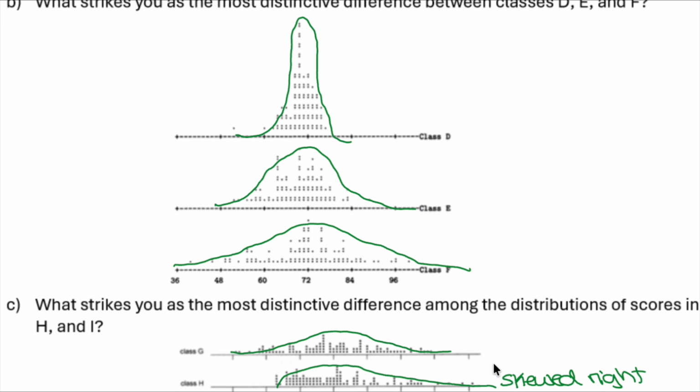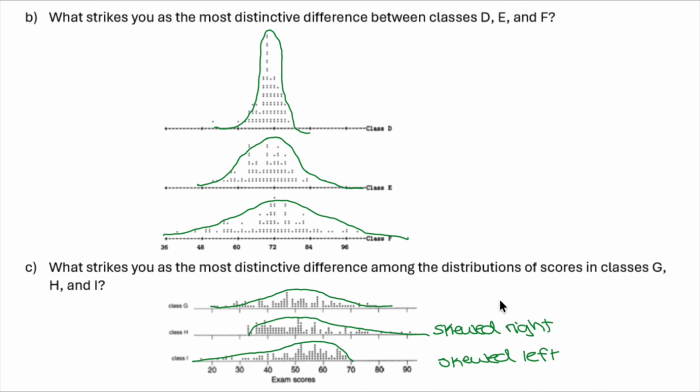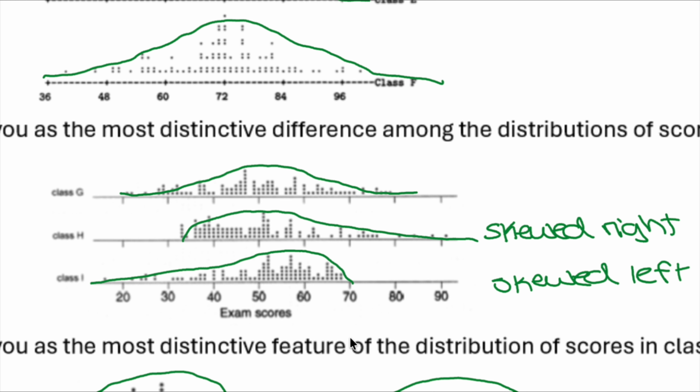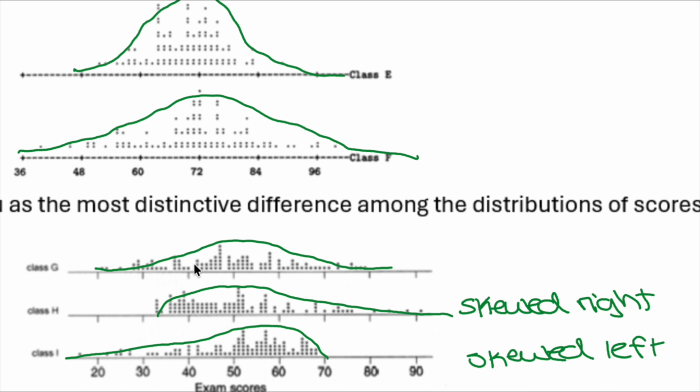Okay, part C. What strikes you as the most distinctive difference among the distributions of scores in G, H, and I? So this is G, this is H, and this is I. From here, we can see that G has an approximately normal shape, and H is skewed to the right, and I is skewed to the left.